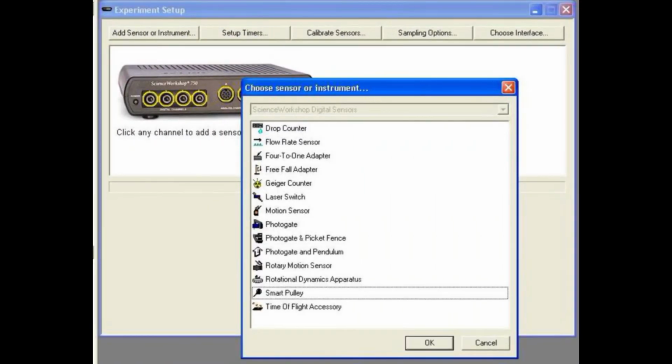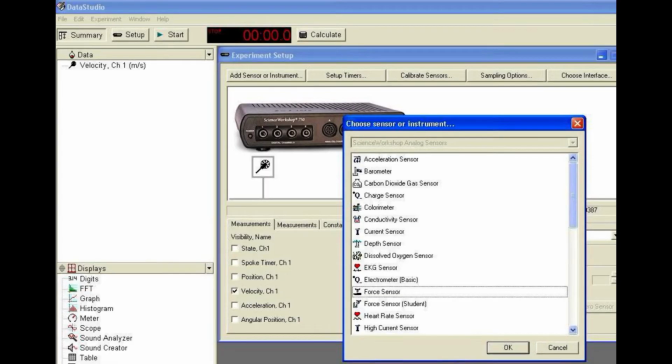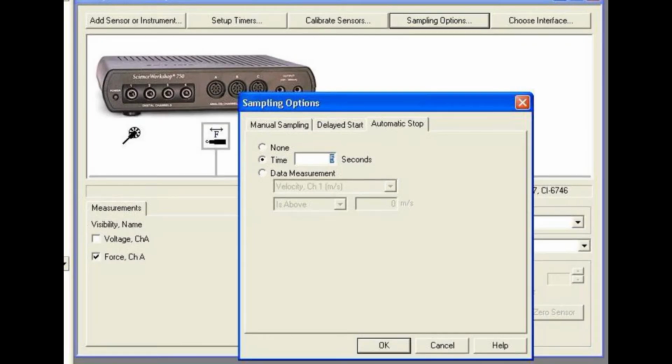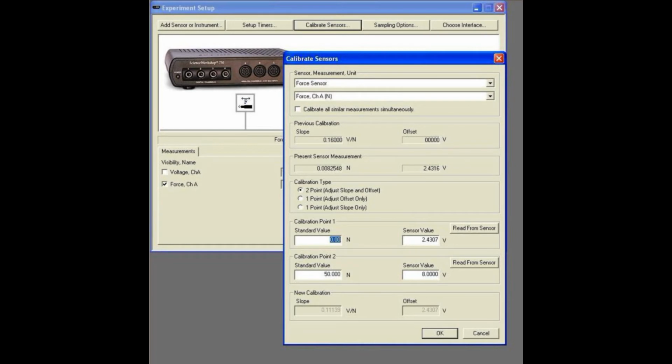Let Data Studio know that a smart pulley has been plugged in. Then indicate the presence of a force sensor. Set the sample rate on the force sensor to 1000 Hz and the stop time to a few seconds. Calibrate the force sensor as in last week's lab.